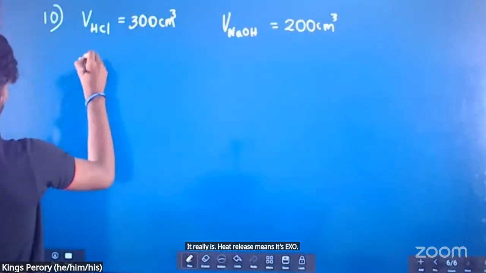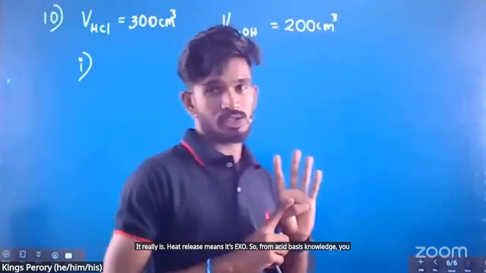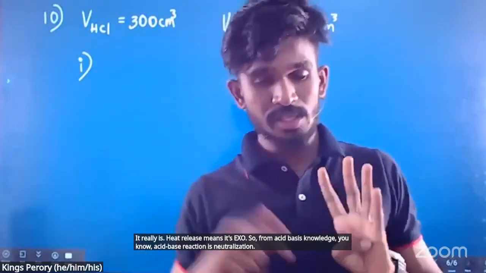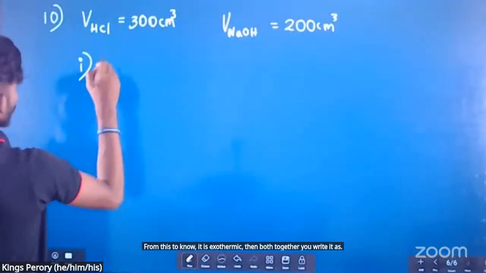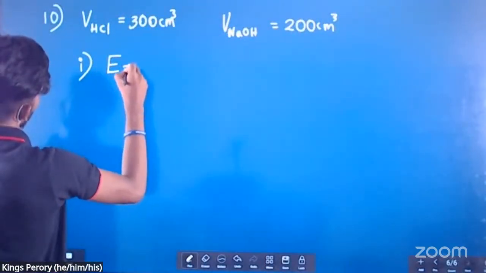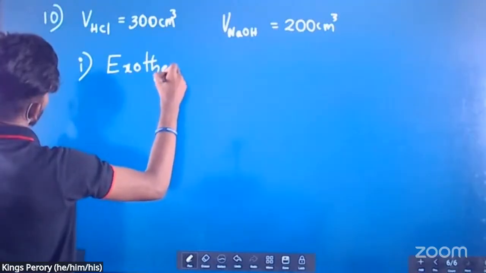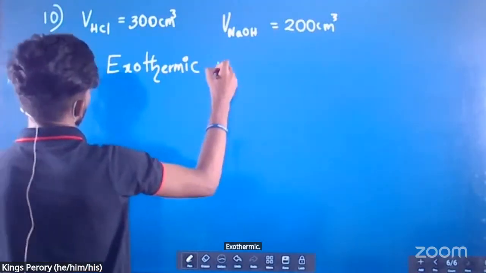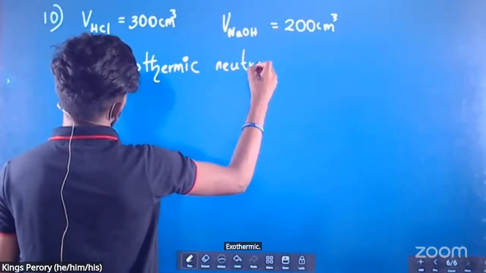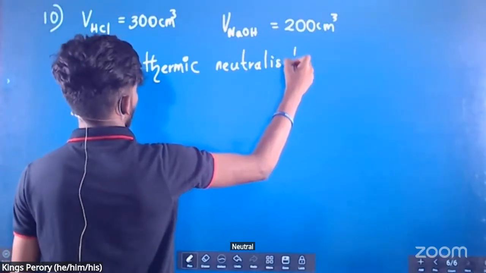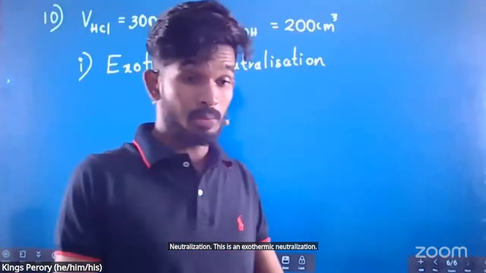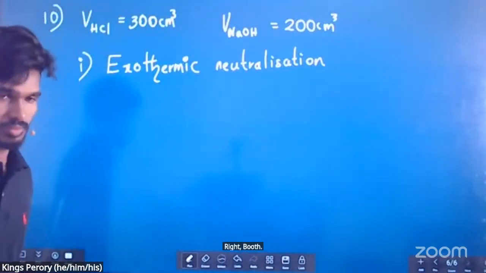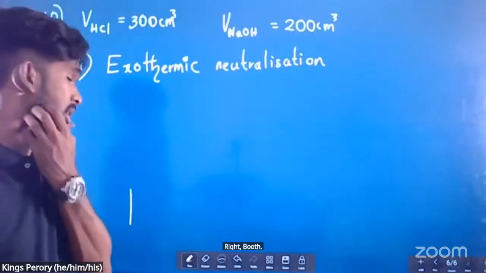So from acid bases knowledge, you know acid base reaction is neutralization. From this, you know it is exothermic. Then both together you write it as exothermic neutralization. This is an exothermic neutralization. Write both, and keep exothermic neutralization.